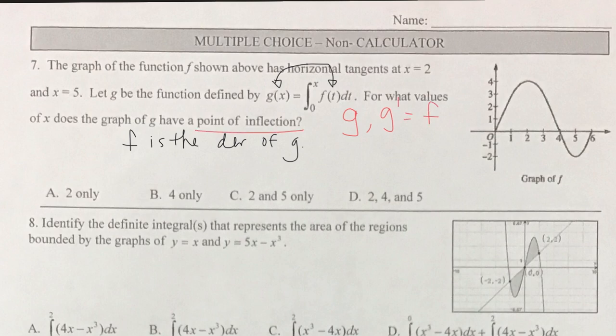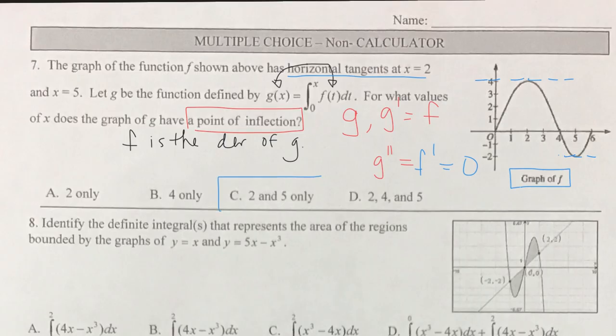So if we're looking at points of inflection, that's G double prime. What does G double prime equal? F prime. So here's the graph of F. We want to know, when is F prime equal to 0? From our question, it says it has a horizontal tangent at 2, which means the slope is 0, and it has a horizontal tangent at 5, which means the slope is 0. So where do we have points of inflection? At 2 and 5, right?